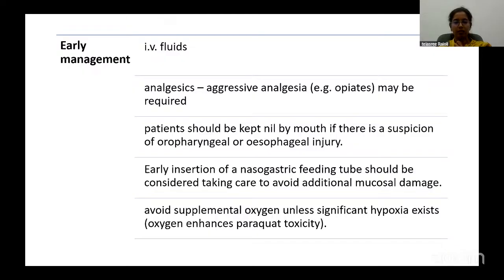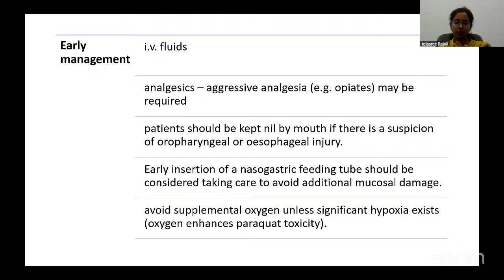Early insertion of an NG tube is mandatory, as it will avoid further mucosal injury. As it is a corrosive poisoning, care has to be taken that there should not be further injury. Try to place the NG tube as early as possible.